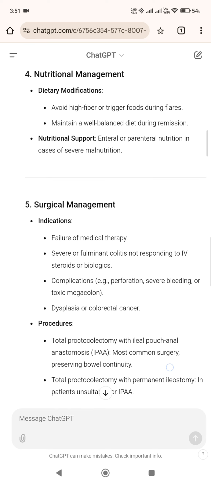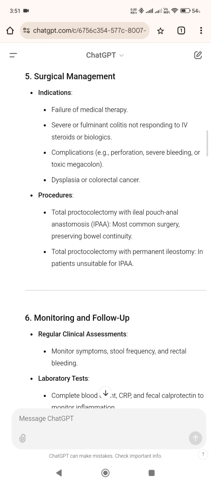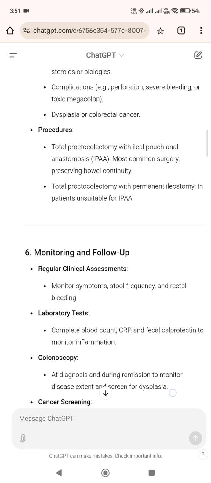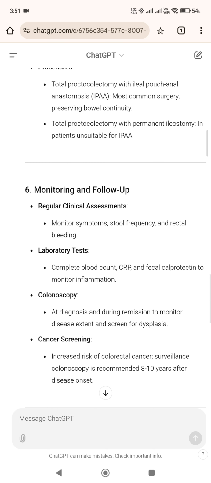5. Surgical management. Indications: failure of medical therapy, severe or fulminant colitis not responding to IV steroids or biologics, complications, e.g. perforation, severe bleeding, or toxic megacolon, dysplasia or colorectal cancer. Procedures: total proctocolectomy with ileal pouch anal-anastomosis, IPAA, the most common surgery, preserving bowel continuity. Total proctocolectomy with permanent ileostomy in patients unsuitable for IPAA.